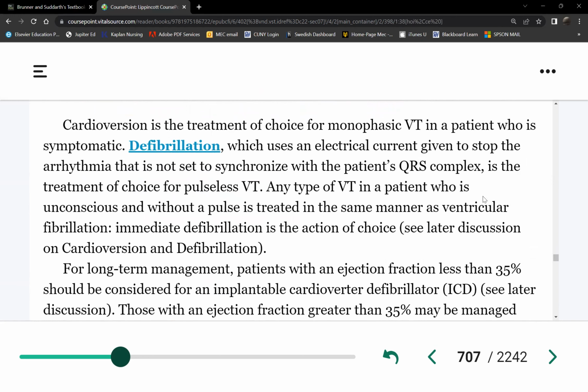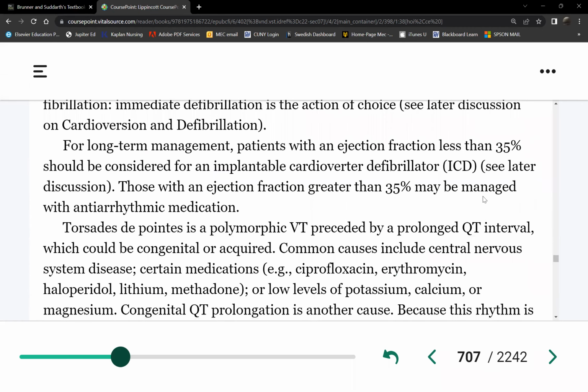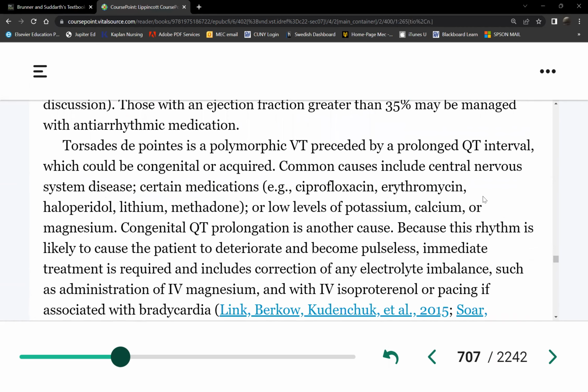For a patient with VTAC but has a pulse, it will be treated with antidysrhythmics, usually either amiodarone or beta blockers. It's a combination, right? So here are the common causes. We won't test Torsades de Pointes. Let me just show you what it looks like.